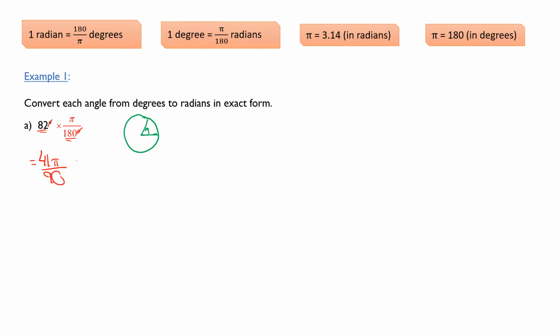So that answer is in radians. Now I'm just showing you here, but you don't need to write radians there. This answer is now in radians because I have a pi in it.